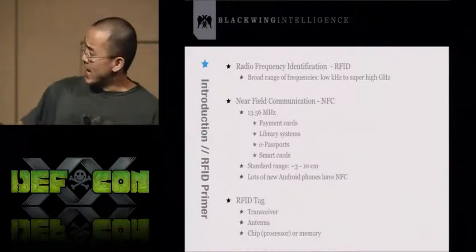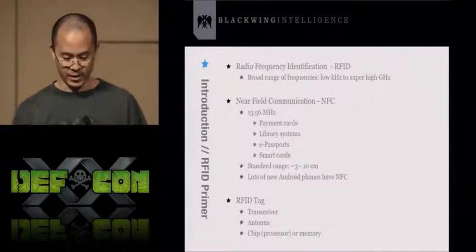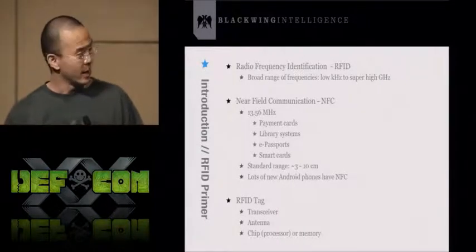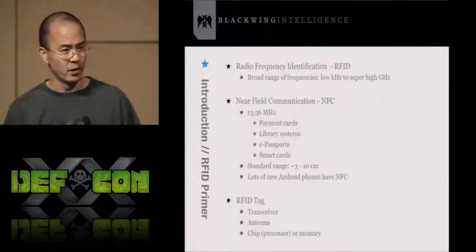Now, an RFID tag basically consists of a transceiver, which is a transmitter and receiver, an antenna, and memory or a chip processor. So when you scan an RFID tag, it'll either spit out what's in memory or it'll do some processing and then spit out some information.